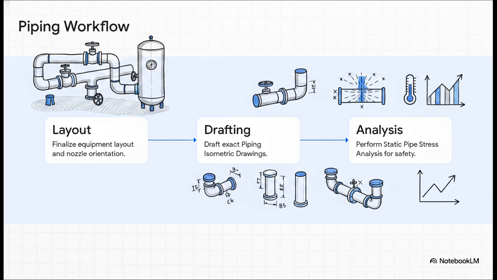And that brings us to the final workflow of a piping engineer. Step 1. You lock in the equipment layout and the exact orientation of all the nozzles. Step 2. You draft those hyper-accurate piping isometric drawings we were just talking about. And step 3. You perform static pipe stress analysis. You mathematically prove, using specialized software, that those pipes are not going to break under the stress of gravity, internal pressure, and extreme temperature changes.